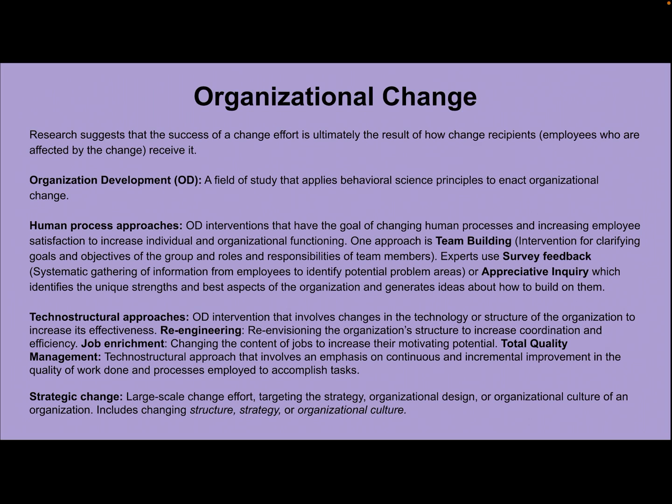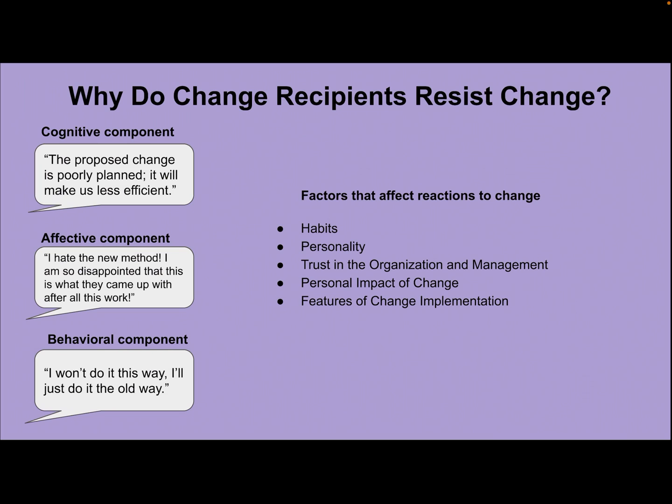Finally, strategic change is more of a big, large-scale change effort, which targets the strategy or organizational design or even the organizational culture of an organization. It's a big change. This includes changing the structure, strategy, or culture. Big one. So those are all the different kinds of change. We can change the way the workers work, human stuff. We can change the technology and processes or the structure, or we can do a big old strategic change where we change a big component of the organization.